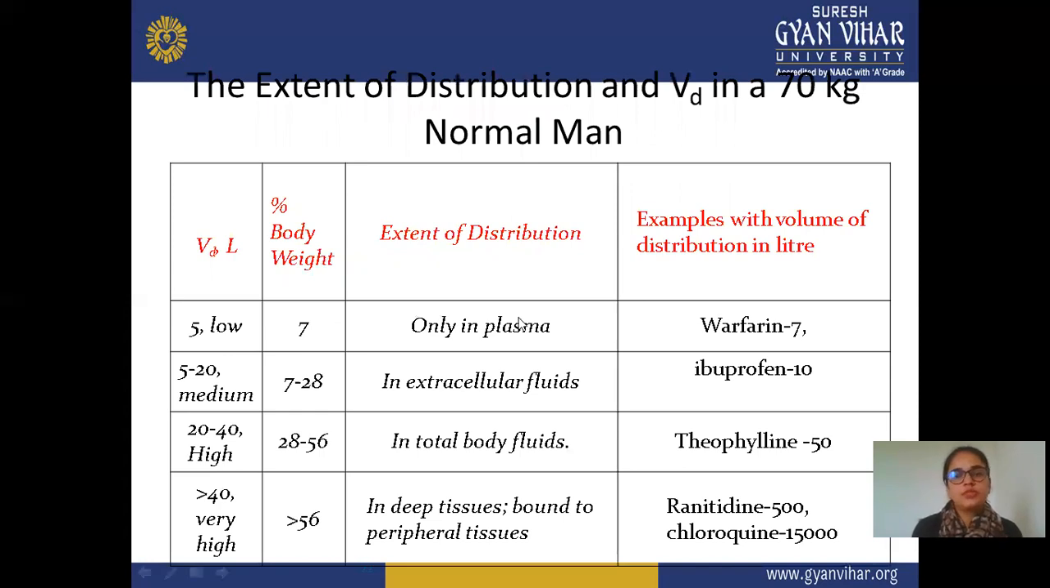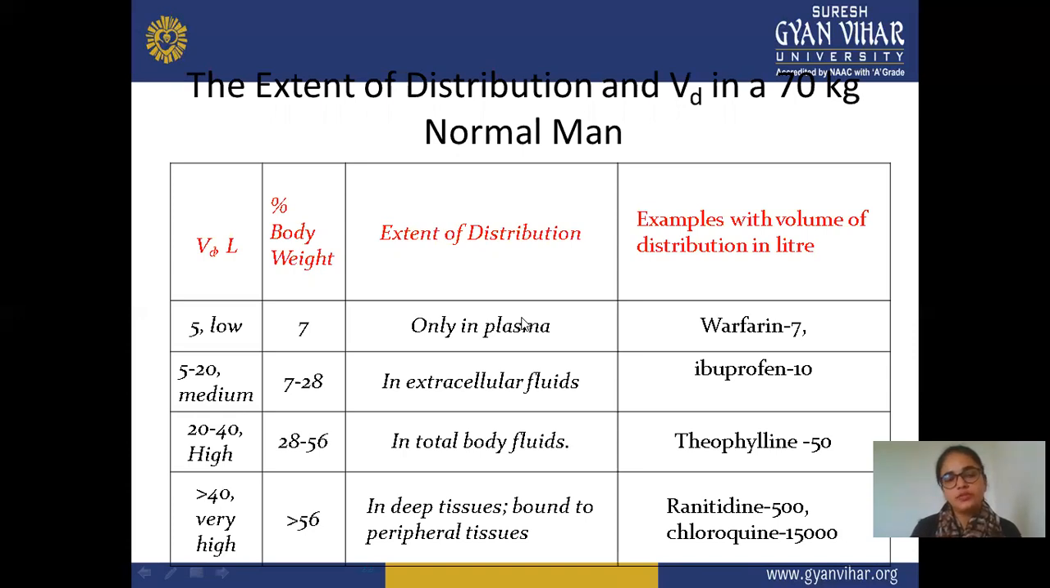This is the extent and distribution of VD in a 70 kg normal man. This is an example of how the volume of distribution takes place in a normal man whose weight is 70 kg. This flow chart or table shows the volume of distribution for a person of 70 kg weight. First is volume of distribution, second is body weight, and third is extent of distribution. Next is volume of distribution in liters, meaning the volume of liters a drug occupies.